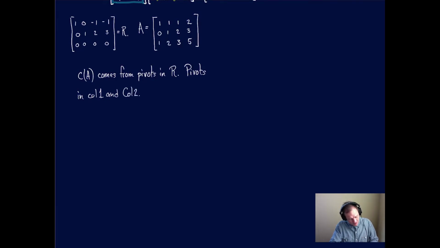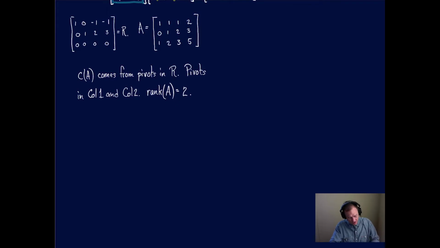So I should probably make this a column with a capital C. Let's fix that so it looks consistent. Column 1 and column 2. So what does that tell us? It tells us a few things. First off, it says that the rank of A, the number of pivots, is 2. And it says this, since the pivots are in column 1 and column 2, that means I use column 1 of A and column 2 of A to find my basis for A.